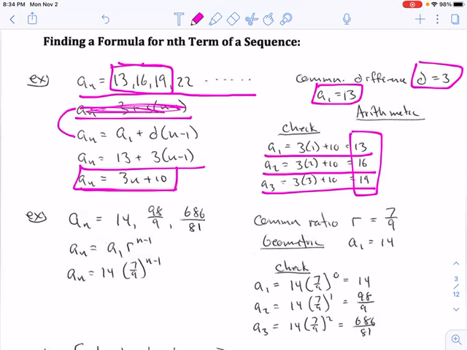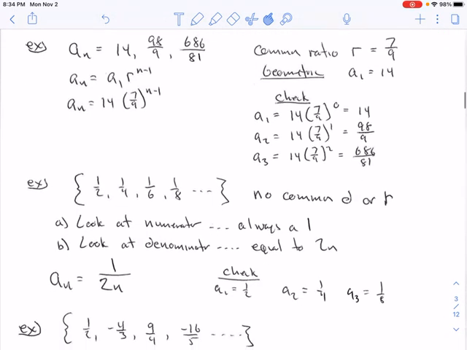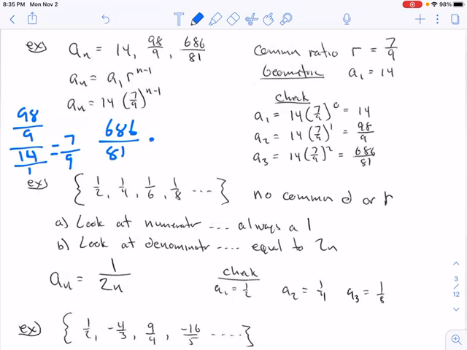So we have determined that it is an arithmetic sequence, and we have determined the general or nth term formula for that sequence. In the second problem here, clearly this is not arithmetic because there is not a common difference. And even though it's not obvious, there is a common ratio. So always just take 2 or 3 successive terms and try dividing them out. If you take 98 over 9 and divide it by 14 over 1, you're going to get 7/9. And if you take 686 over 81 and multiply it by the reciprocal, 9 over 98, you're going to get 7 over 9. So there's a common ratio.